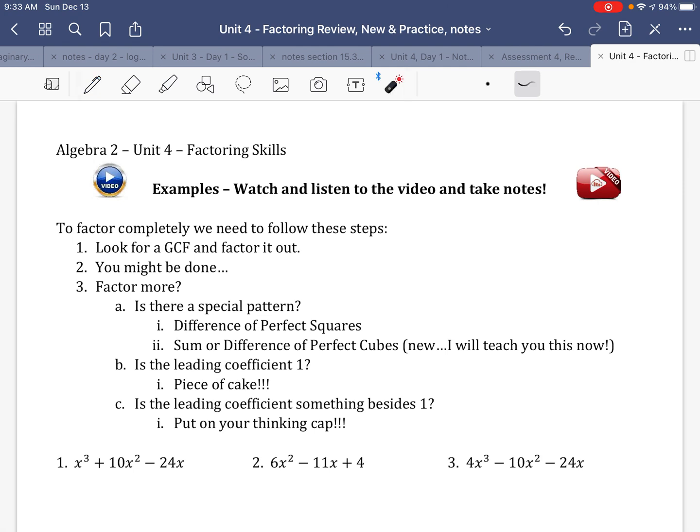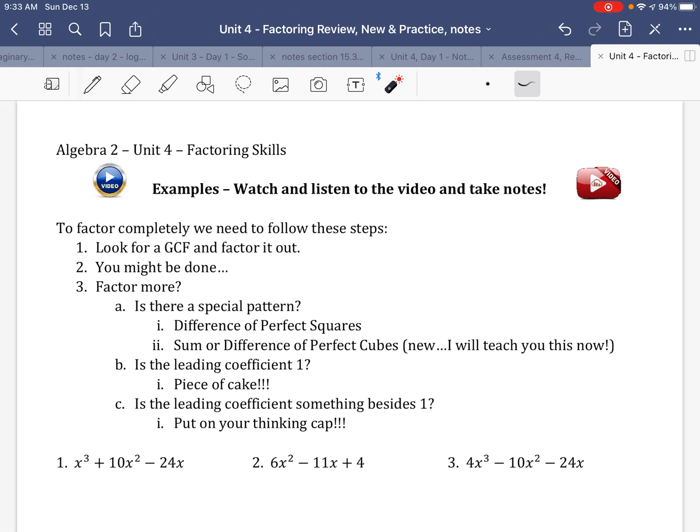So, first step for factoring, look for a GCF, right? If there's a GCF, it has to be taken out to make your life easier and also to factor completely. You might be done after that. Who knows? Is there more to factor after you take a GCF out? And there might not be a GCF, but sometimes.